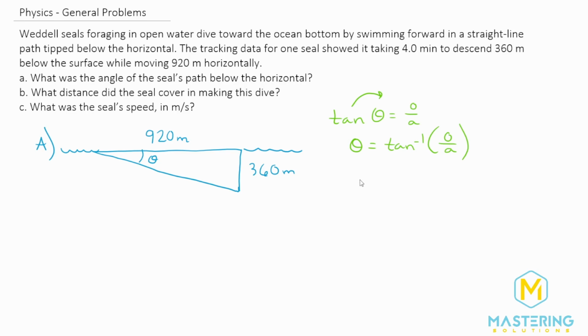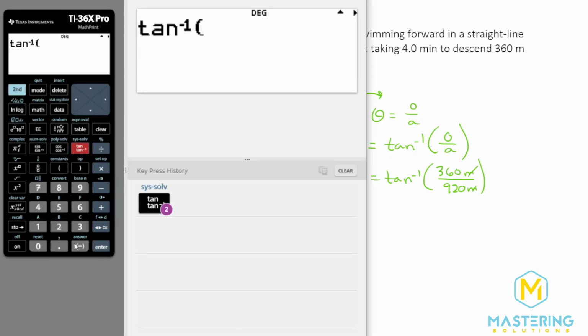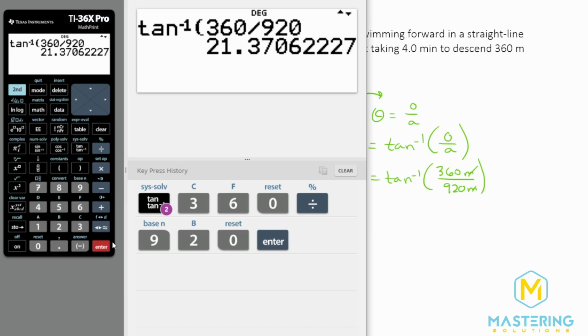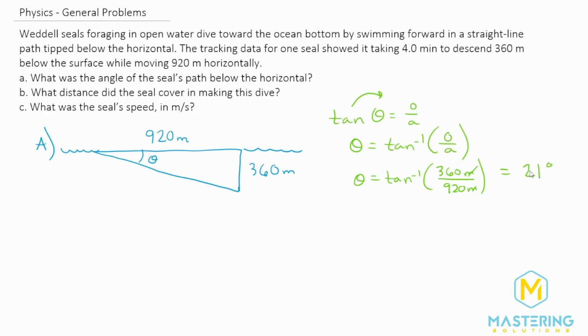And so theta will be equal to inverse tangent of the opposite, which is 360 meters, and then the adjacent is 920 meters. The meters will both cancel, leaving us with just degrees. So we have inverse tangent of 360 divided by 920, and that gives us an angle of 21 degrees. So the angle for part A is 21 degrees below the horizontal, or below the horizon of the water.